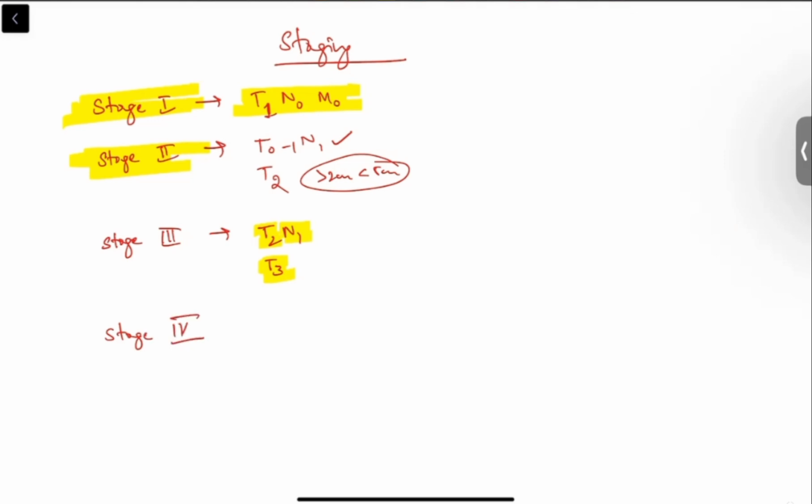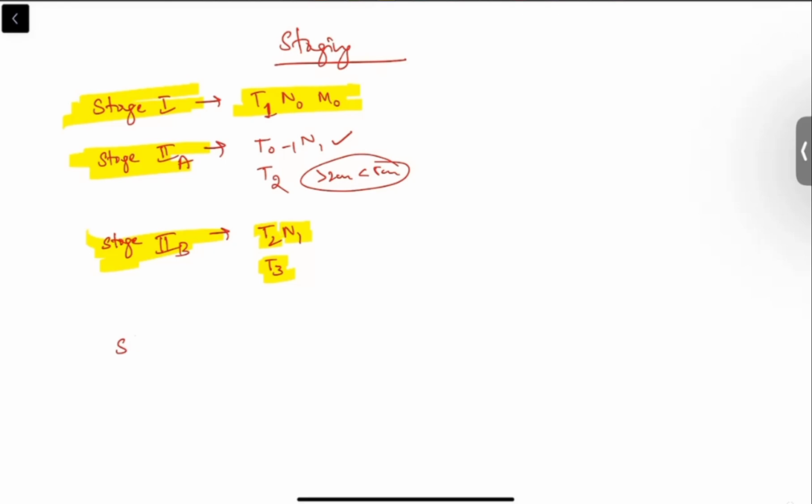Again, stage 3 is divided as stage 3A, stage 3B. Okay, so what I said now, I'm sorry, this is stage 2B. From stage 2 itself they have started bifurcating. So this is stage 2A, this is stage 2B.